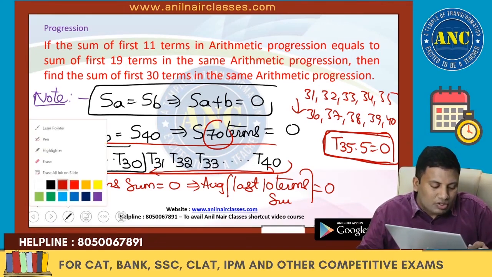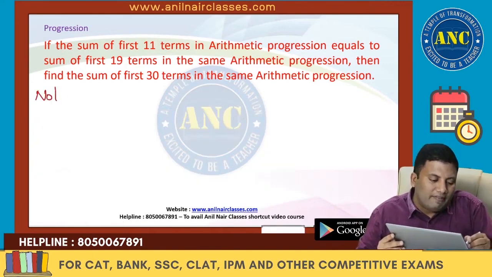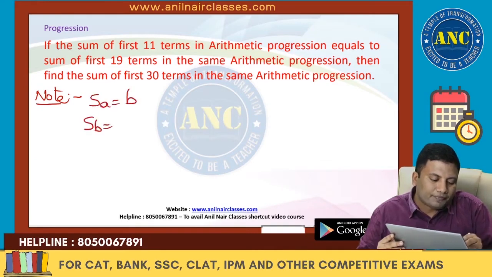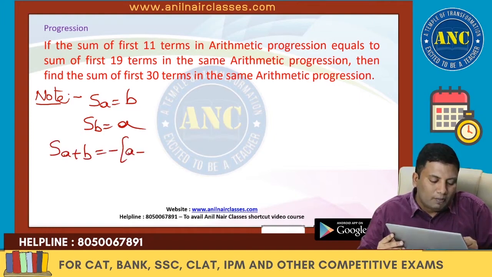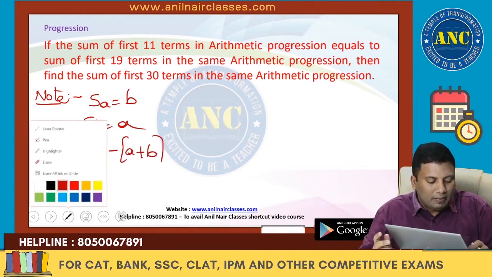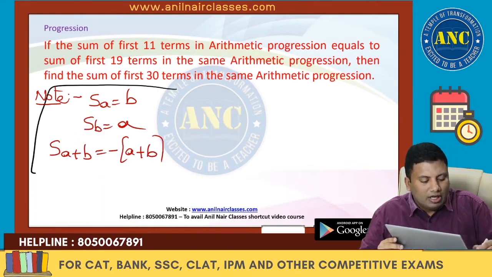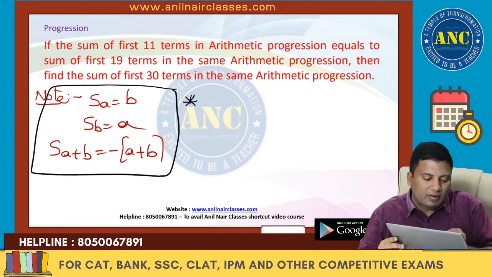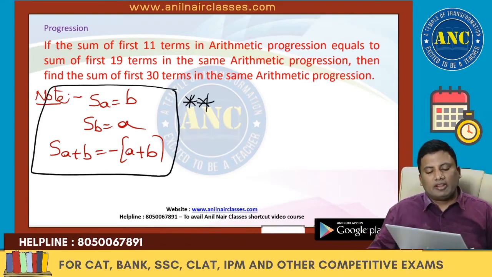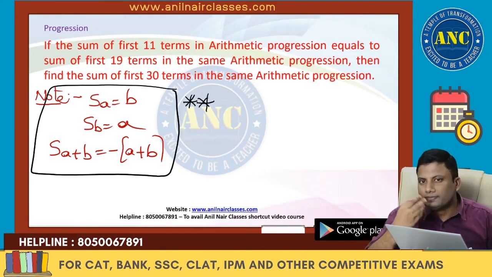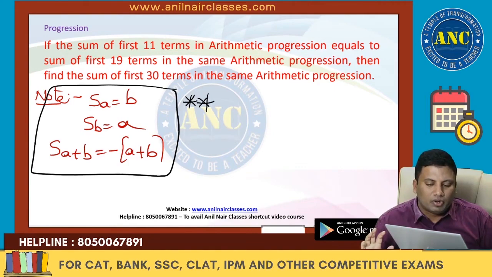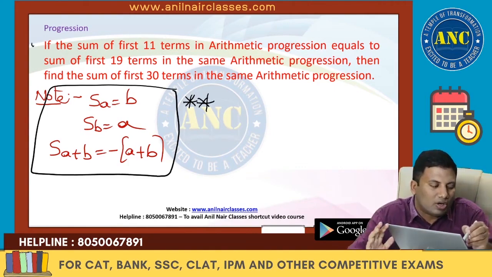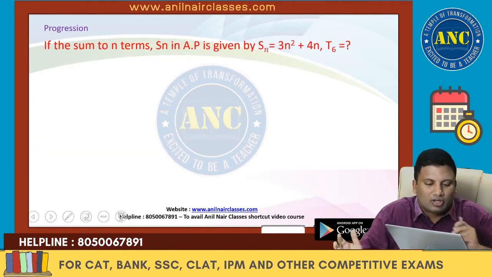Similarly, you can draw another conclusion for every possible model, which we will discuss. SA equivalent to B, SB equivalent to A, then S(A+B) is nothing but minus of (A+B). Please write it down. You can solve it by taking some examples and you will be able to draw the conclusion. I hope this model is also clear to you.